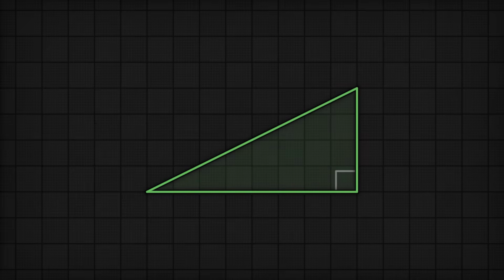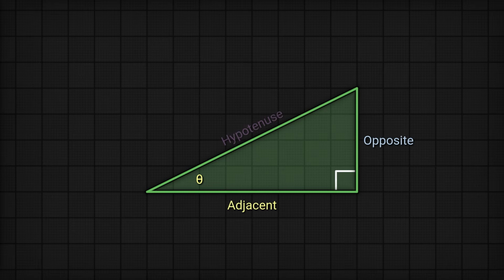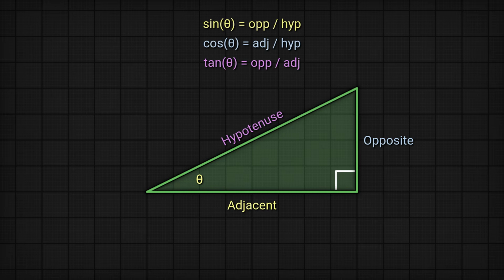In school, I learned the trigonometric functions kind of like this. You have a right-angled triangle, an angle typically called theta here. Mathematicians love Greek letters. And you label the sides: opposite, adjacent, hypotenuse. Then you have the famous formulas. Sine equals opposite over hypotenuse, cosine equals adjacent over hypotenuse, and tan equals opposite over adjacent.